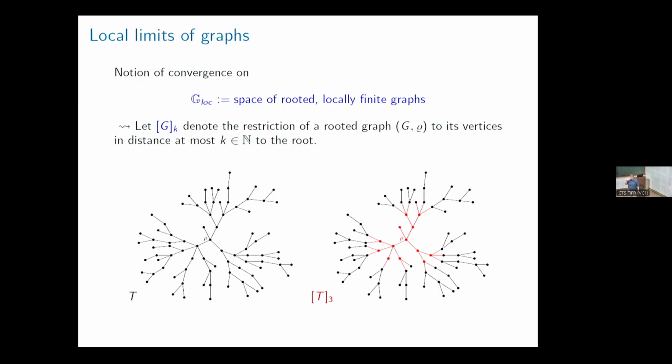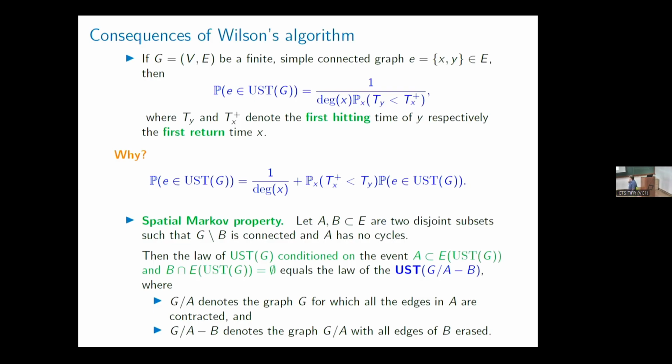Okay, so what we want to do is study local limits of uniform spanning trees. Yes, sure. So when we say that we contract the edges in A, basically every connected component in A becomes one point. Can you say again? When we say we contract the edges in A, does that mean that every connected component in A becomes one point, basically? Yes. You just identify the endpoints, but if they are connected, then it's basically one point. A cycle will become a loop. You're right.